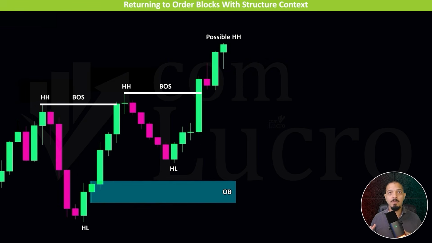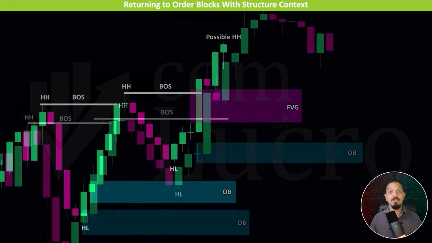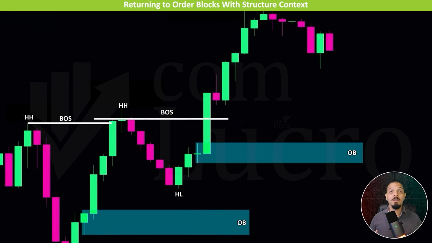In the next example, price again moves aggressively upward, creates inefficiency, and then follows through by breaking previous highs. Since this sequence results in a clear break of structure, it confirms another valid order block that can be drawn. Identifying valid order blocks helps us understand where institutions have previously entered the market.